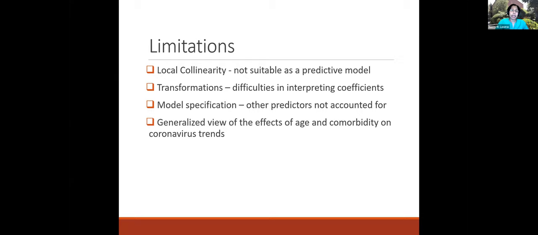Another limitation is that transforming the dependent variables using log transformation can pose difficulties in interpreting the coefficients. The model specification, particularly the OLS regression model with the lower R-square values and the varying degree of significance of the B coefficients, suggests that there are other predictors that are not accounted for in the model. This provides a generalized view of the effects of age and comorbidity on coronavirus trends. And so further modifications to the model and analysis are required.